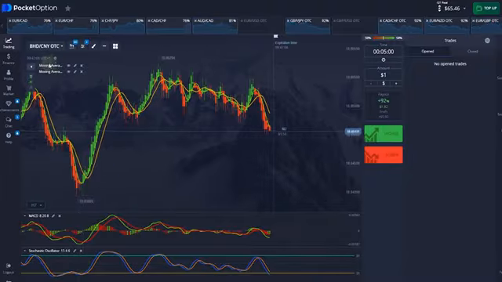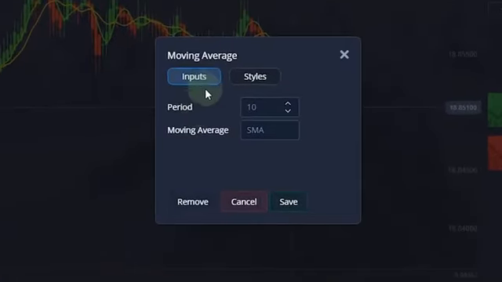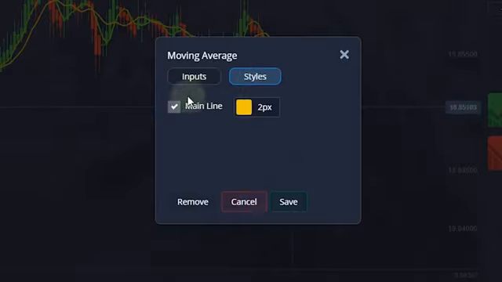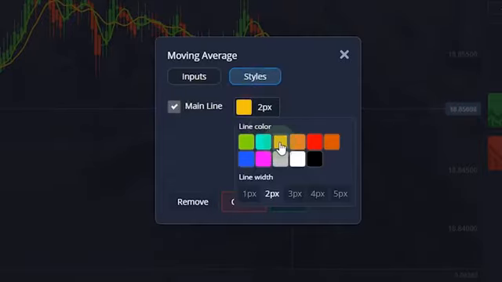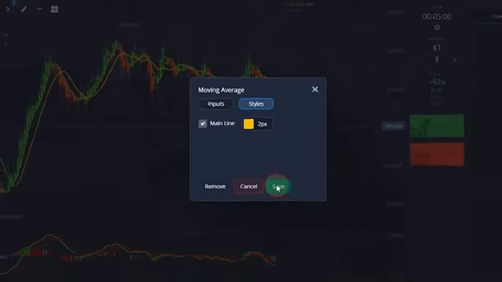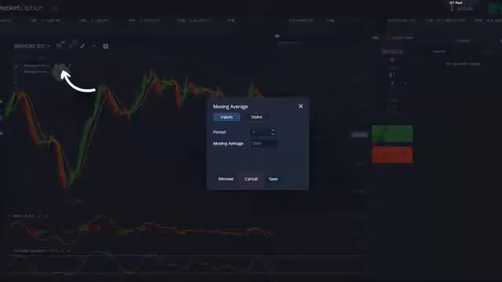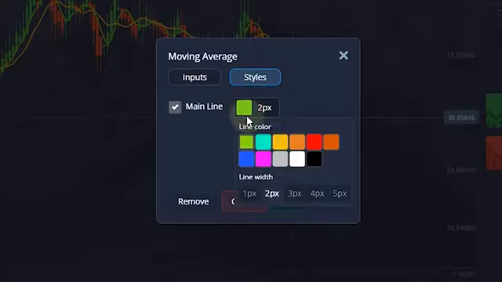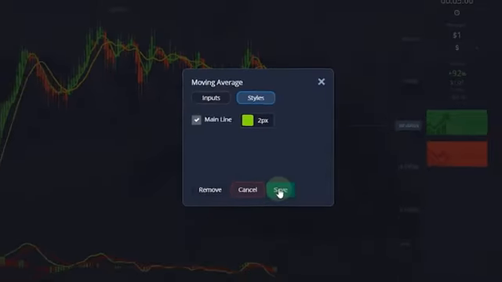So right away, I have two moving averages right here. For the settings of the first moving average in the input section, for the period I make use of 10, the moving average type I make use of SMA, and in the style level, in the main line, I'm going to be choosing a particular color and I'm going to be using 2 pixels. When I'm done, I'm going to click on save. The next moving average comes with the input level of 5, moving average as SMA right here. In the style level I'm going to be choosing green color and I'm going to be using 2 pixels. When I'm done, I'm just going to click on save.